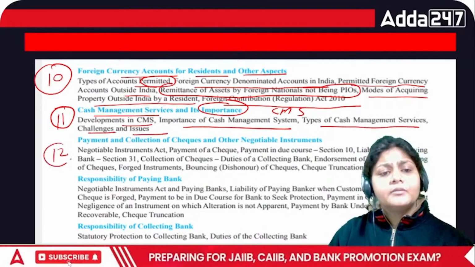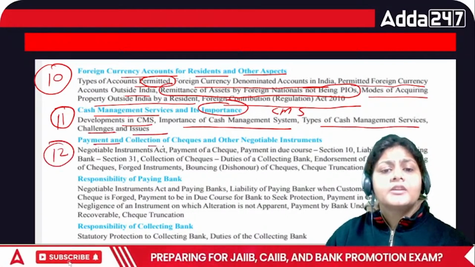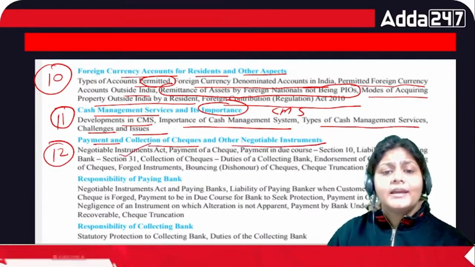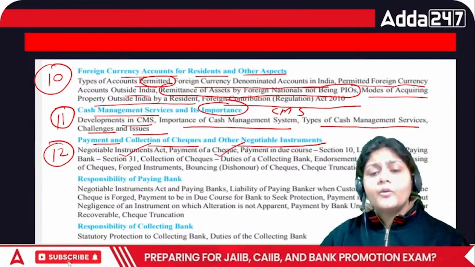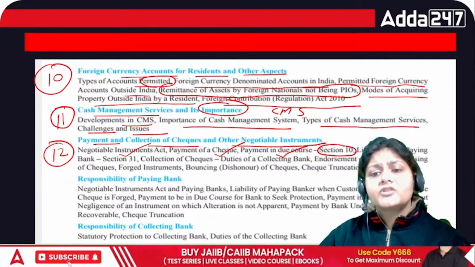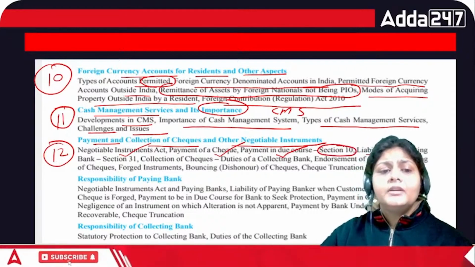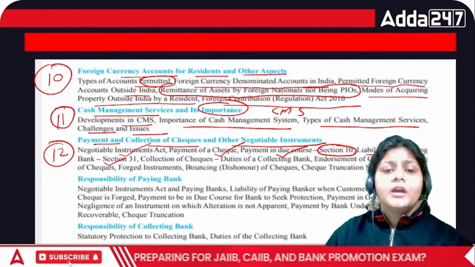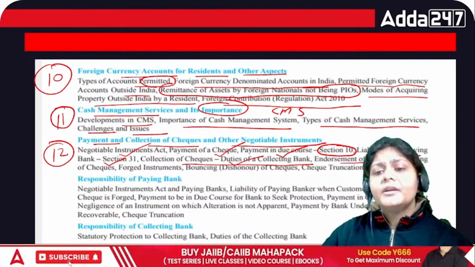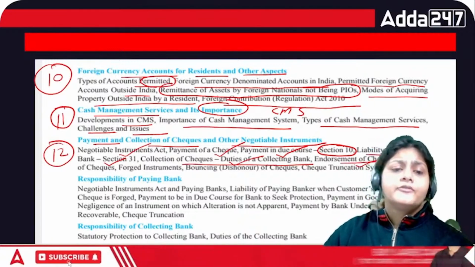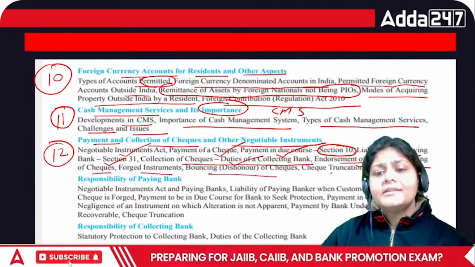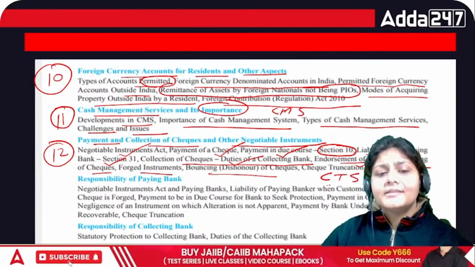Then we have chapter number 12, payment and collection of cheques and other negotiable instruments. So what is the NI Act? What is the payment of cheque and how can it be done? What is the meaning of payment in due course according to Section 10 of the NI Act? Liability of the paying bank, Section 31, collection of cheque, duties of a collecting banker, endorsement of cheque, crossing of cheque, forged instrument, bouncing of cheque, and CTS, the Cheque Truncation System.